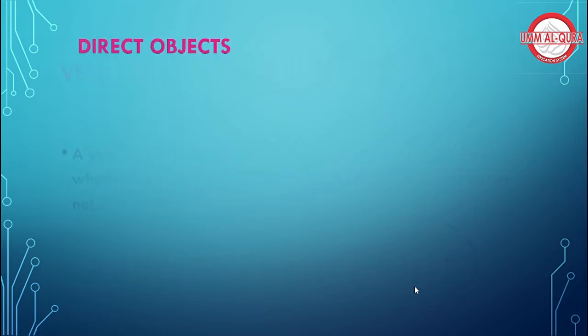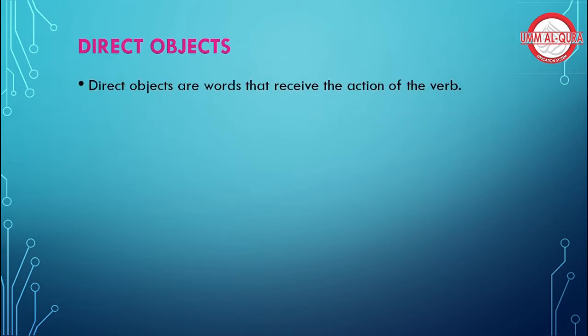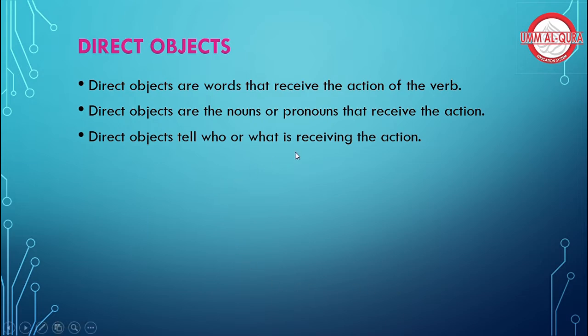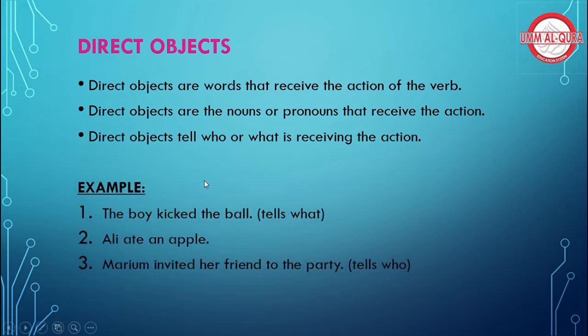Before I continue telling you the difference between transitive and intransitive verbs, I want you to know about direct and indirect objects, beginning with direct objects. So, direct objects are words that receive the action of the verb. Means they are the nouns and the pronouns that are the receiver of a particular action. The receiver of the action the verb is performing. Okay. Direct objects tell who or what is receiving the action directly. Okay. I'm going to explain this to you through some examples.